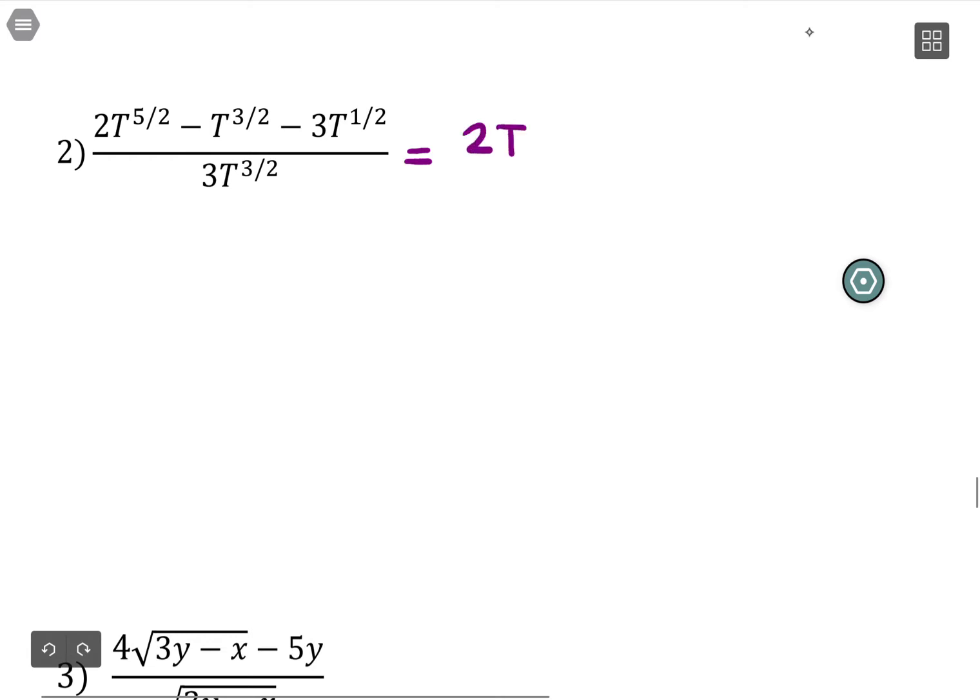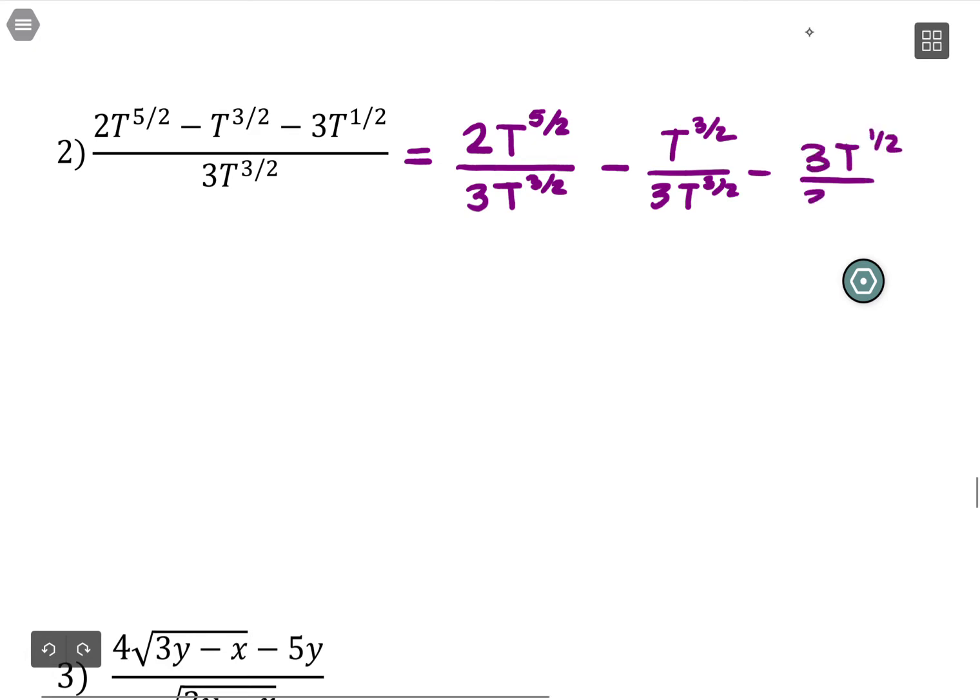Remember, you cannot split up the denominator. That's not allowed. The denominator tells us how big our pieces are, but the numerator is just telling us how many pieces. So we can split that up instead of saying we have 2t to the 5 halves minus t to the 3 halves minus 3t to the 1 half pieces of size 1 over 3t to the 3 halves. You can say I have 2t to the 5 halves pieces minus t to the 3 halves pieces, size 1 over 3t to the 3 halves, minus 3t to the 1 half pieces of size 1 over 3t to the 3 halves. So you can split up the fraction.